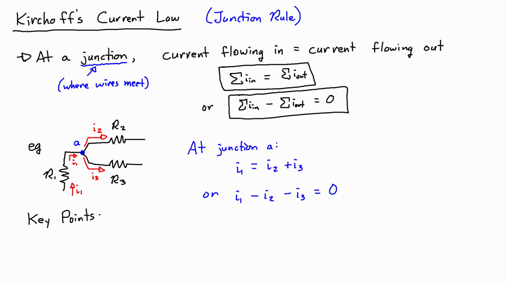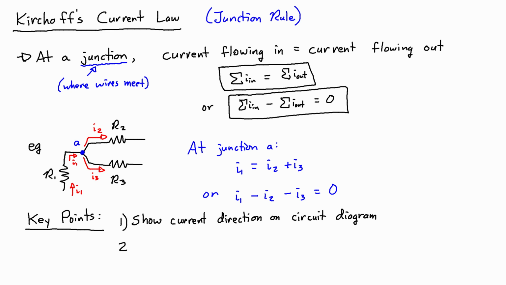The key points to getting this right are first to show the current direction on your circuit diagram, and you don't have to get the current direction right, but you have to be consistent. Often what happens is you find out after you solve for the unknowns that one of the currents, or maybe more, maybe all of them, are negative. And if that happens, you don't have to change the answer, presuming your algebra is correct, but what it means is that the current is actually positive, flowing in the opposite direction to what you had guessed on the circuit diagram.